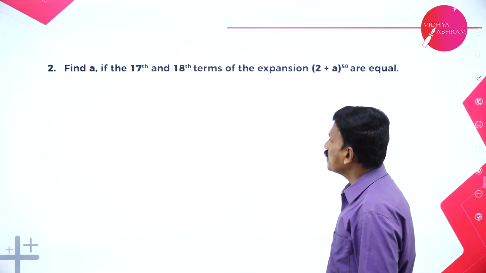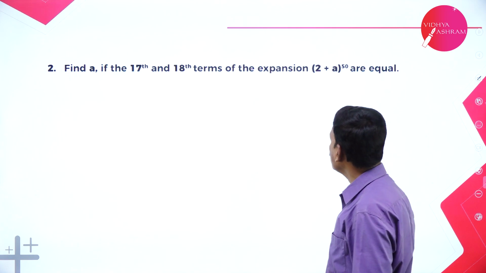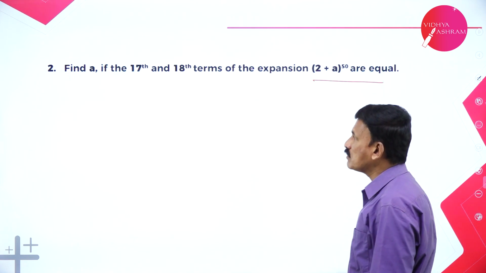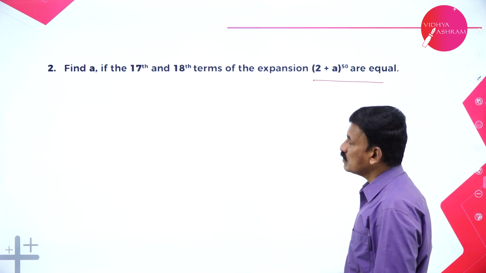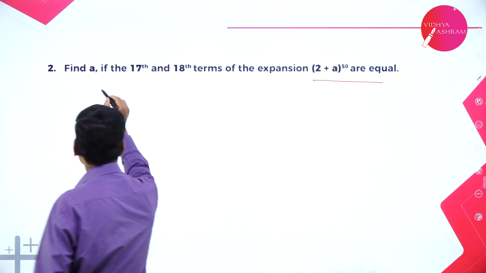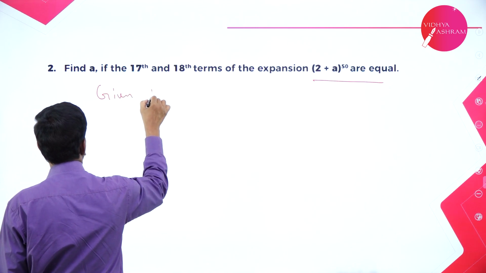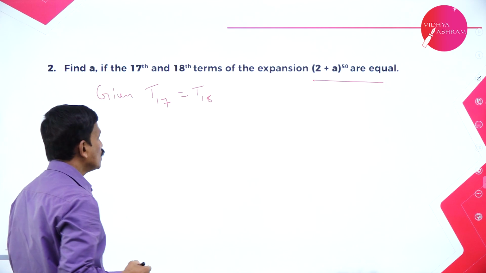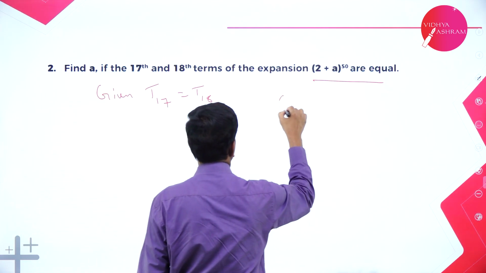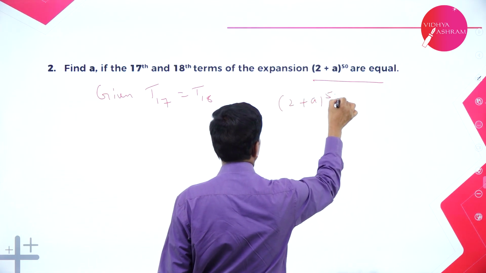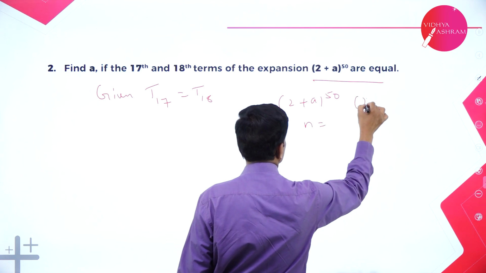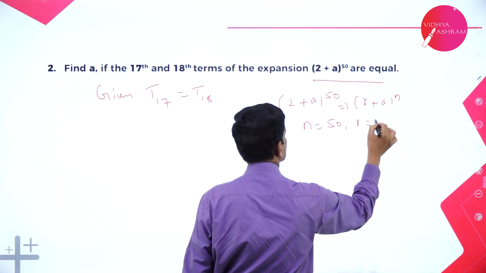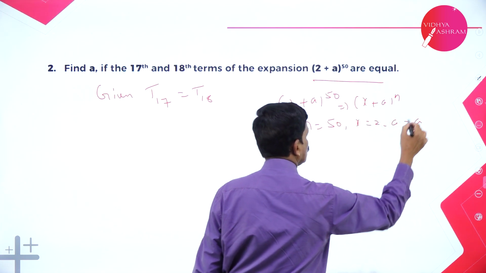Find a if the 17th and 18th terms of the expansion (2 + a)^50 are equal. Then find out the value of a. Very simple. What is given? Given that T17 and T18 are equal. Now, what is the equation here? (2 + a)^50. Comparing with (x + a)^n, n is equal to 50, x is equal to 2, a is equal to a itself.